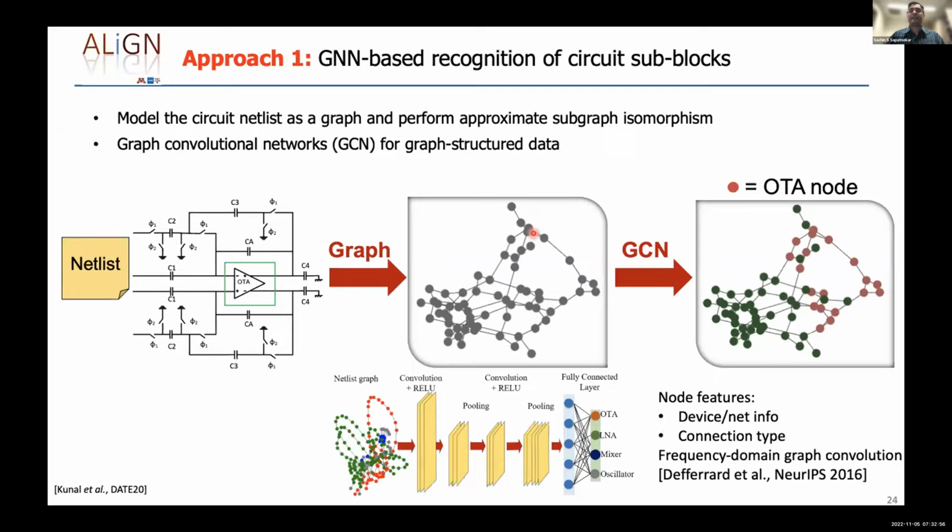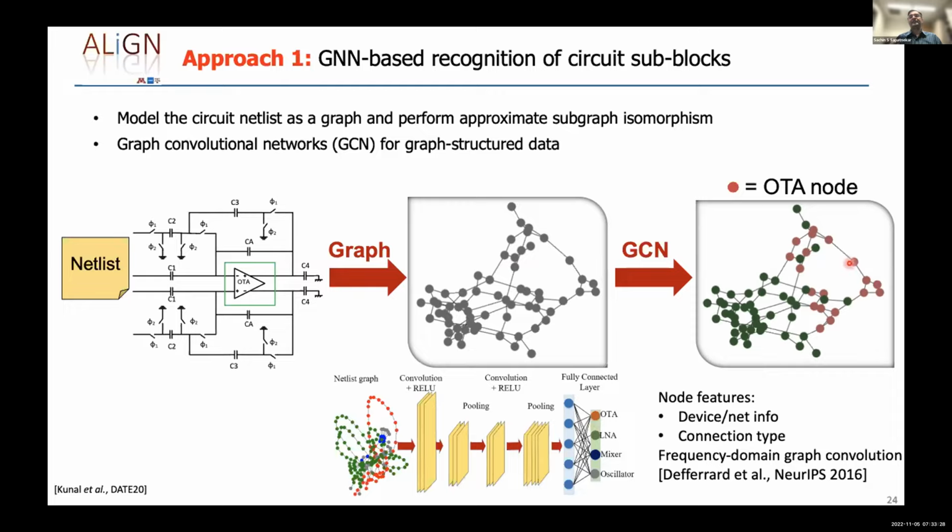I can feed this graph into a trained graph convolutional network. And then based on this, I can highlight the vertices that belong to specific classes. So I can say, for example, that this vertex is in the OTA class. I can say that this is none of the above. Or if I had a mixer or an LNA, then I could classify those vertices as belonging to those classes. And then I can collect these and use that to create my hierarchy.